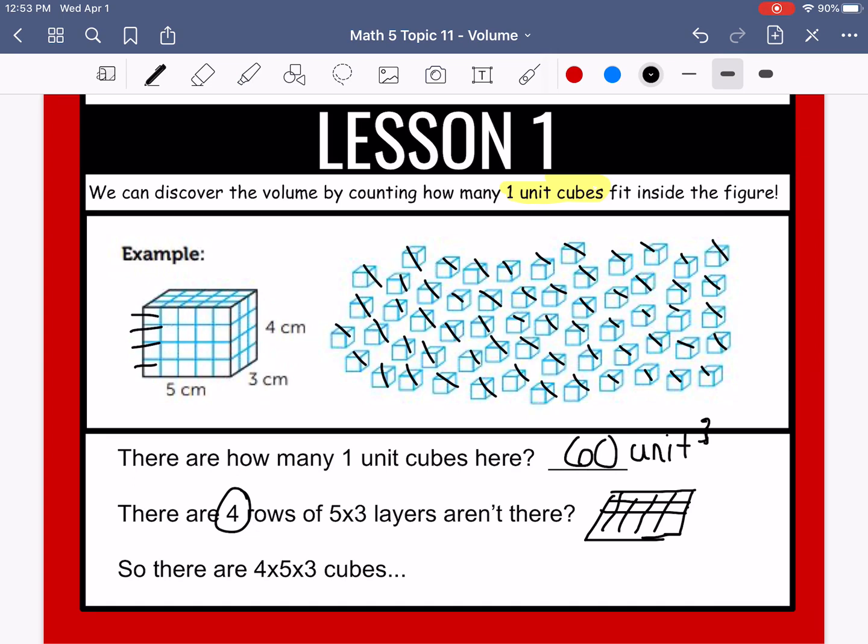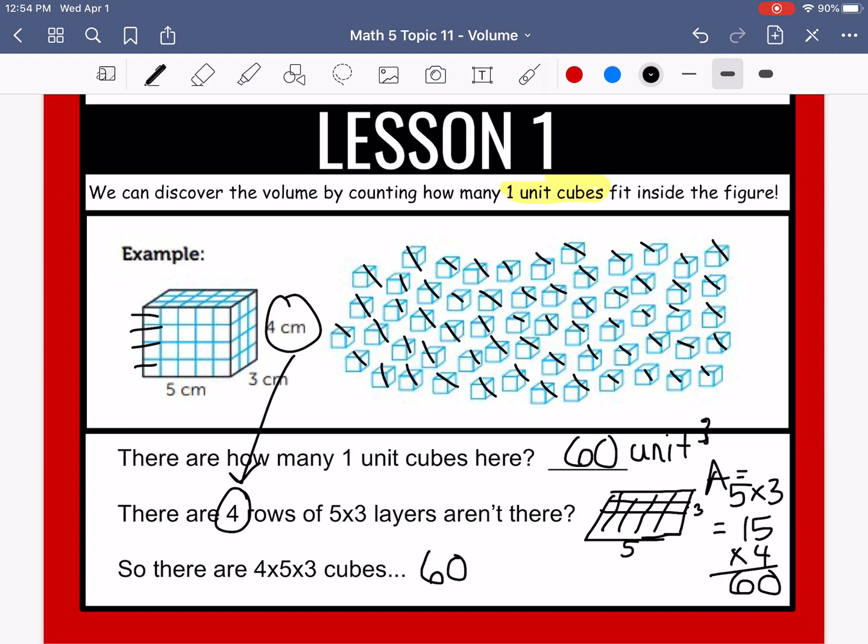Well, let's go back and figure out the area right now. The area, when it has 5 and 3, we take 5 times 3. 5 times 3 we know is 15. But there are 4 sets of them. 4 rows, 4 centimeters high. So what we could do is now take our 15 times 4, and we actually get 60. The same exact number that we got when we counted them.